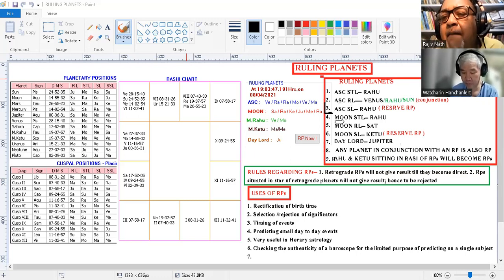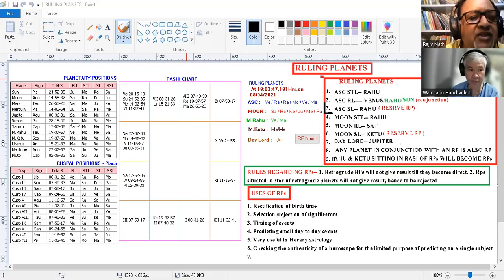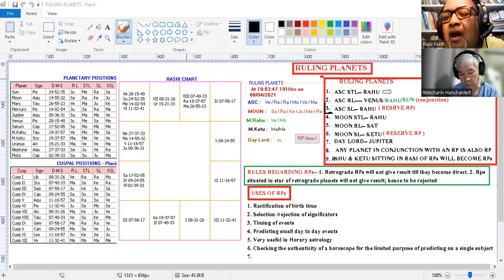The third will be moon star lord. Wherever moon is situated, in whosever star it is situated. Now let's see where moon is situated. Moon is situated in whose star? Rahu, sir. So moon star lord is Rahu. So Rahu is the strongest ruling planet, being the star lord of the ascendant. Venus is the second strongest, being the Rashi lord of the ascendant. Rahu is the third strongest, being the star lord of moon.